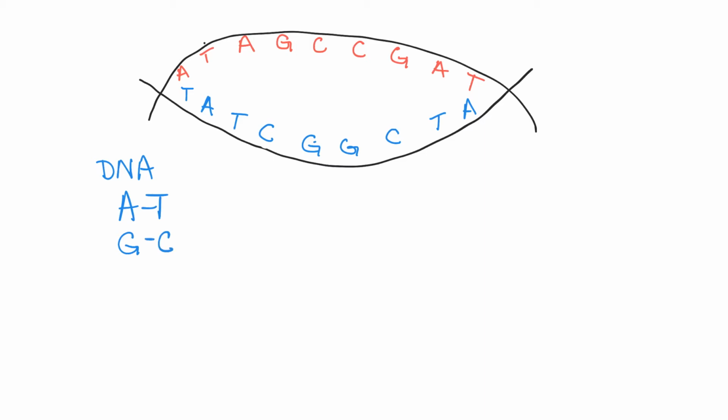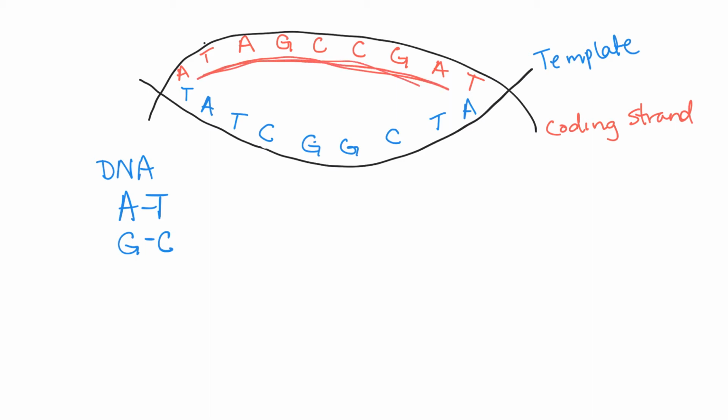Okay? So one of these is going to be our template strand, and one of them is the coding strand. We're going to say that this bottom blue strand is our template strand, and the top strand is our coding strand. This strand is the code for the gene. This is the template strand, because RNA is going to make a complementary copy of the template strand code.